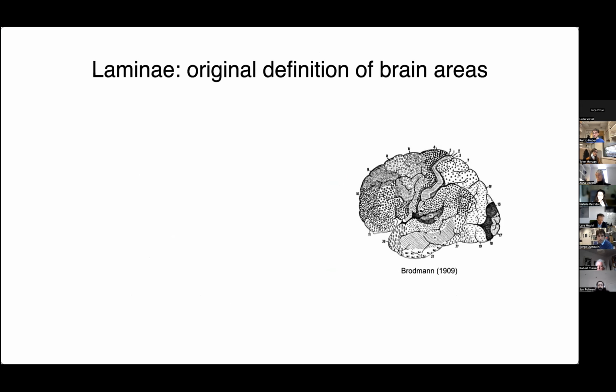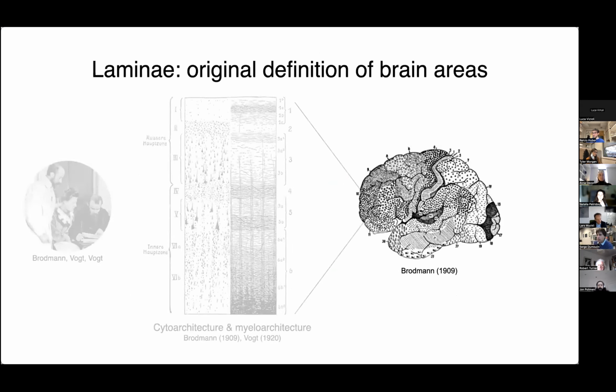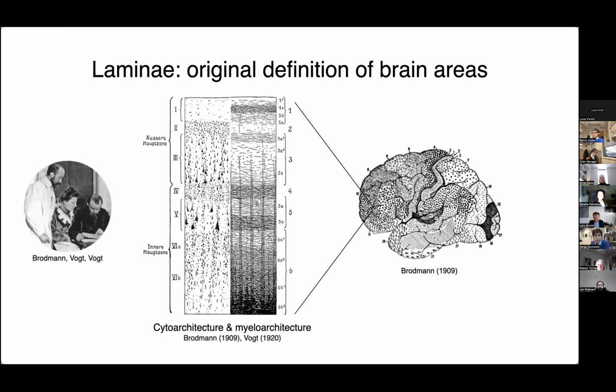One thing that I like to remind myself and others of, if you talk about brain areas, the original definition of brain areas is actually based upon differences in lamina. And so this is the work of Brodmann, which most of you are familiar with, but Vogt and Vogt also studied this, not in terms of the cytoarchitecture, but in terms of the myeloarchitecture. And this is also very exciting, of course, because myelin is one of the contrasts that we can actually see in the anatomical images.